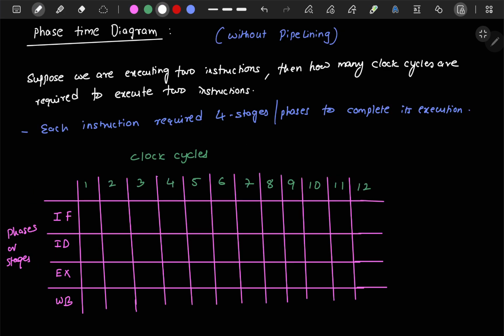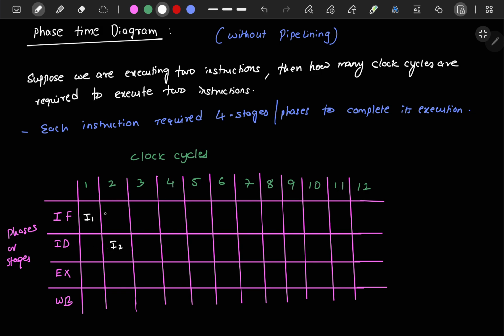Now let's see how many clock cycles will be taken for 2 instructions to complete their execution without pipelining. So if I write, for example, I1 here, what does it mean? It means at the first clock cycle, I1 is at the instruction fetch phase. And then at the second clock cycle, I1 will move to the decode phase. That is the meaning of it.